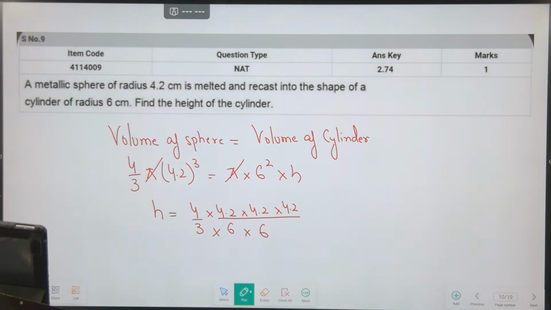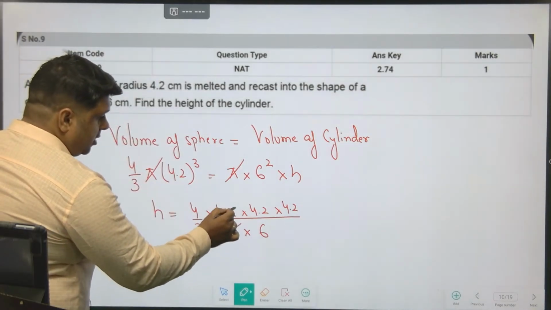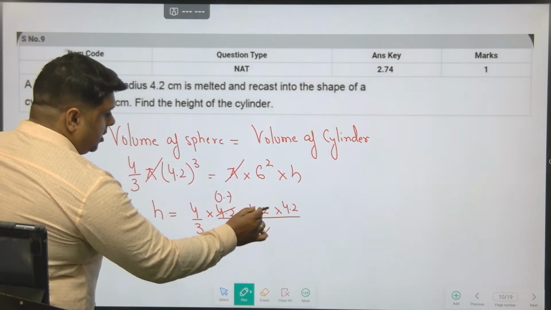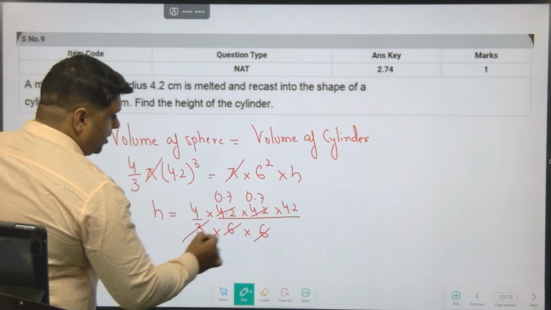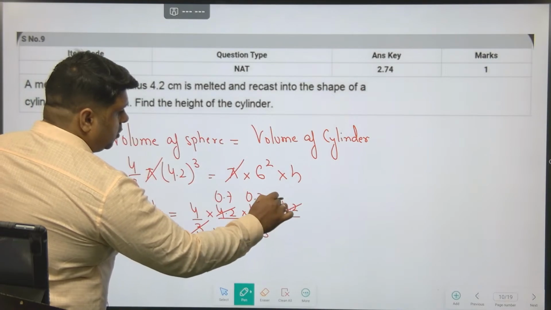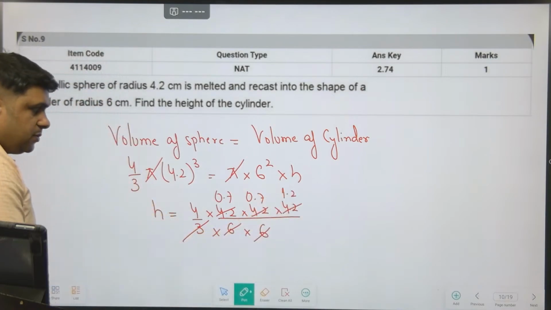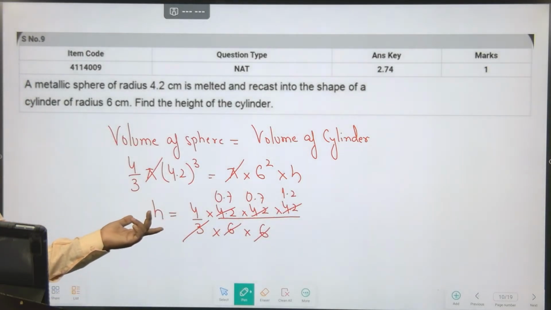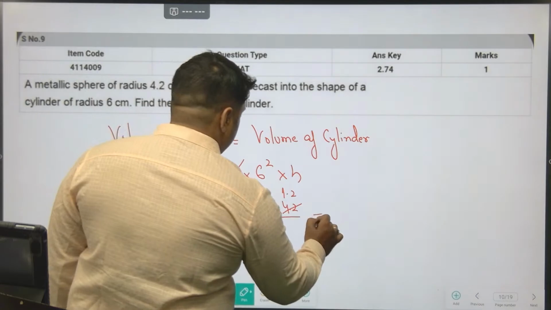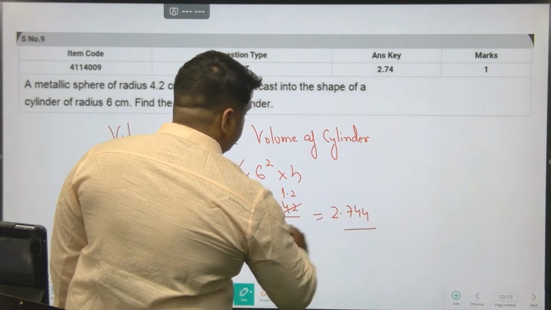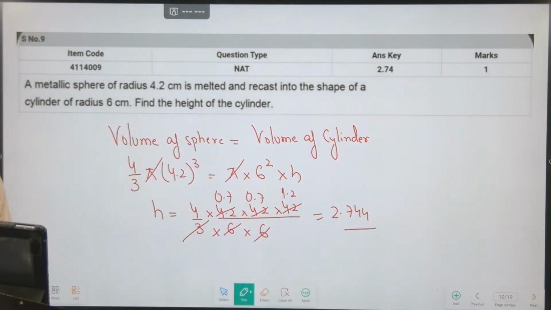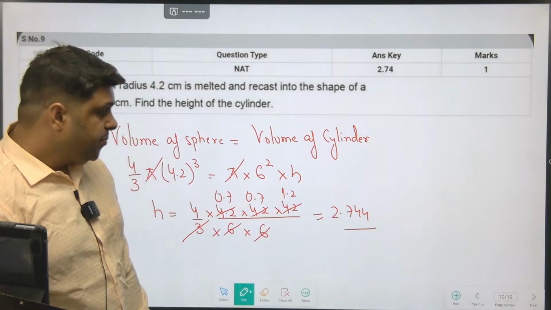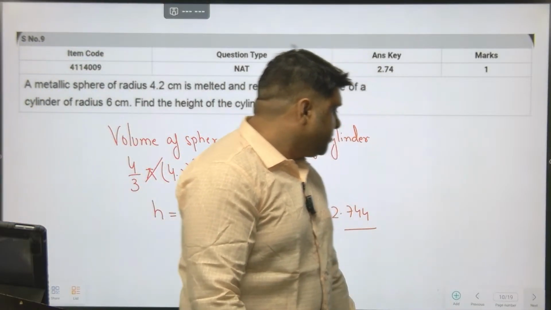Now if you see, 6 divides 4.2 by 0.7, and 3 into 4.2 is 12.6, giving 1.2. So we have to multiply 4 into 0.7 into 0.7 into 1.2. This will come to be somewhere around 2.744. This is our answer. Okay, guys. Now let's move to the next question.